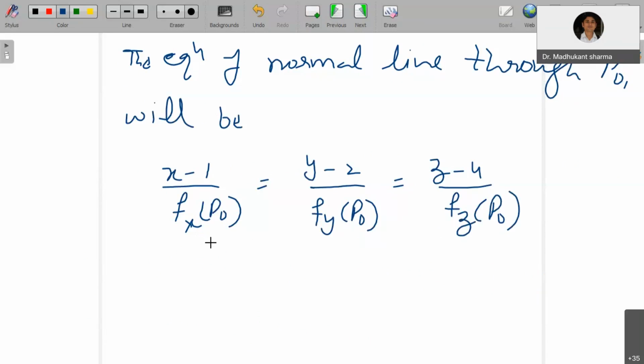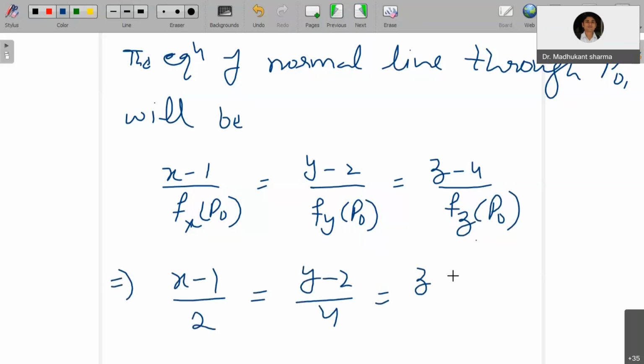And with all these values, fx at P naught is 2, fy at P naught is 4, fz at P naught is 1. So this implies (x minus 1)/2 equals (y minus 2)/4 equals (z minus 4)/1. Now you can easily set this equal to some parameter, t or s, that will give you the equation of line. Okay, so the second example you can do, or we will see during the tutorial class.